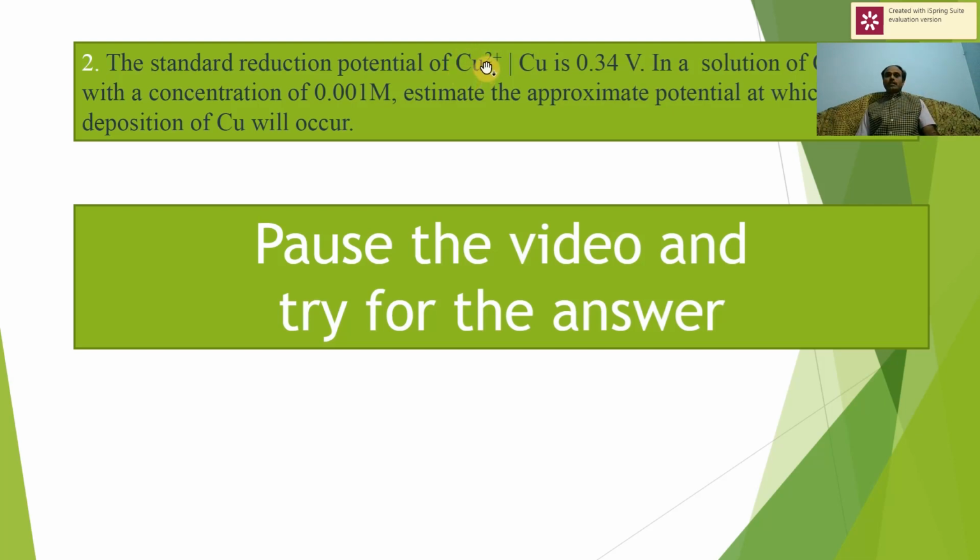Copper 2 plus, its oxidation state is 2 plus, so you can take this 2 as the value of N. So N is known, molar concentration of copper 2 plus is known, that is 0.001, and standard reduction potential of the half cell is known, that is 0.34 volt. It means that by using three data, you can calculate the potential of the half cell, that is copper 2 plus bar copper. That is what they have asked: estimate the approximate potential at which deposition of copper will occur. It means that you have to calculate the potential of the half cell.